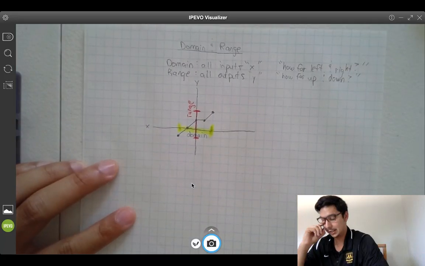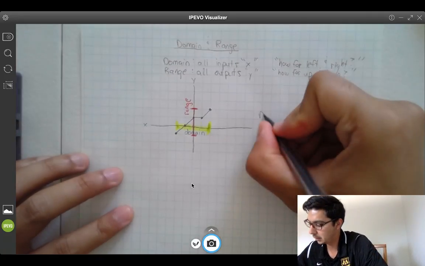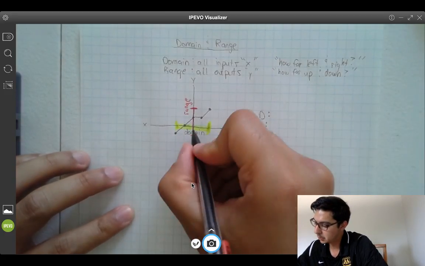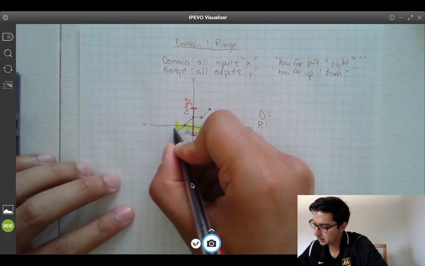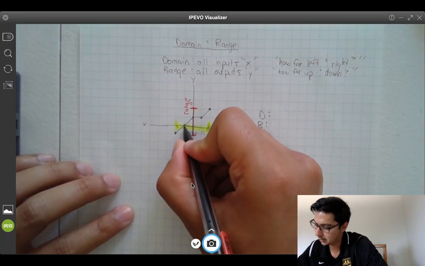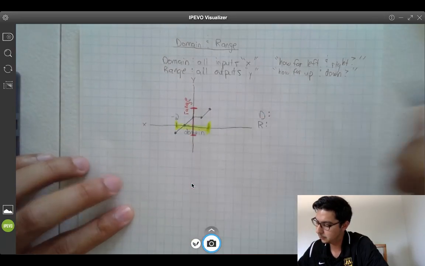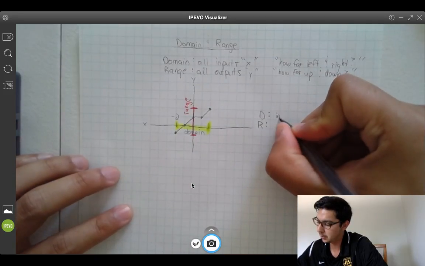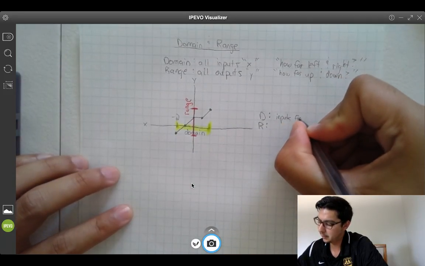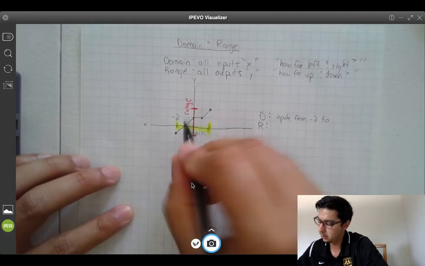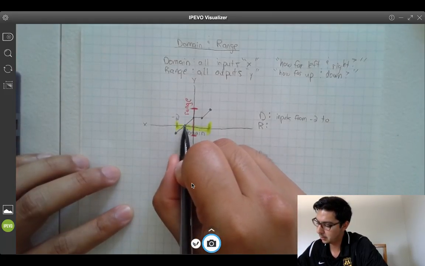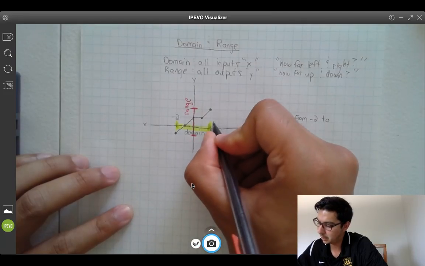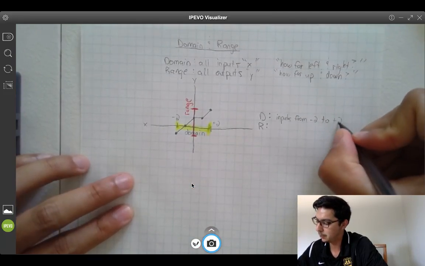So in this example here, what would be my domain? I'll just put a D for domain and R for range. So here's 0. The farthest left point is right here. Well, that's at -1, -2. So that's at -2. So I have inputs from -2 to, and notice there's a point there, a point there, a point there. And that point is the farthest over, and that's all the way at +2. So I have inputs from -2 to +2.